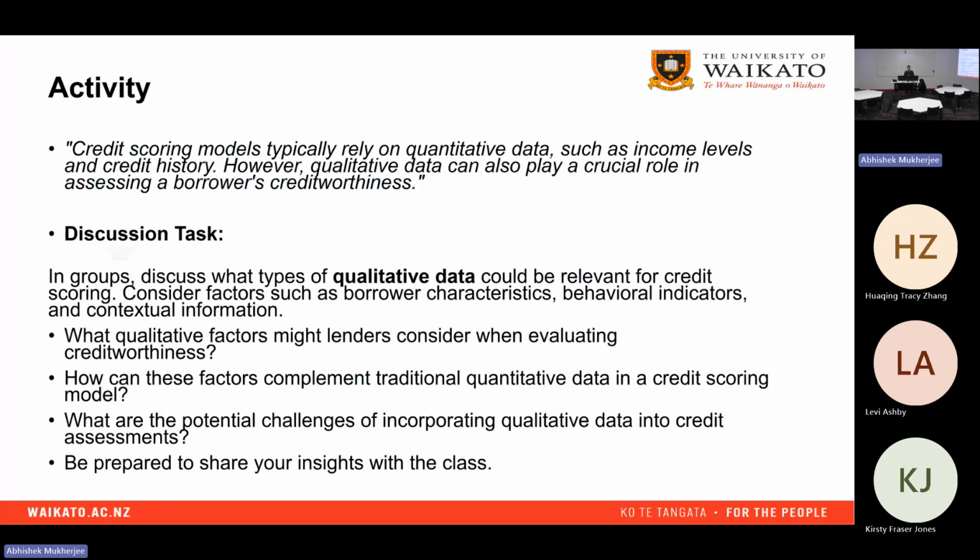Have you heard of Dosh? Anyone? Dosh. So Dosh is a neobank. It's a digital bank. Neobank means digital bank. So that's the first digital bank of New Zealand. They've got no physical facility.